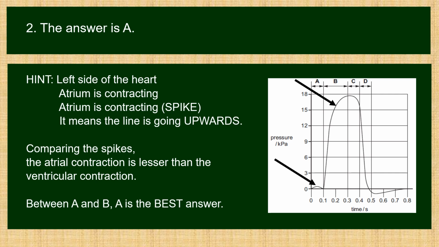So therefore, we must look at the spike. Because when it's spiked, it means it's contracting. And it means the line is going upwards. There are two spikes on this graph. A shorter spike and a longer spike. The shorter spike is in A and the longer spike is in B. The thickness of the muscles of the heart and its chambers will depend on the distance to where blood is to be pumped. The atria has thinner walls compared to the ventricles. Thus A will be the best answer.